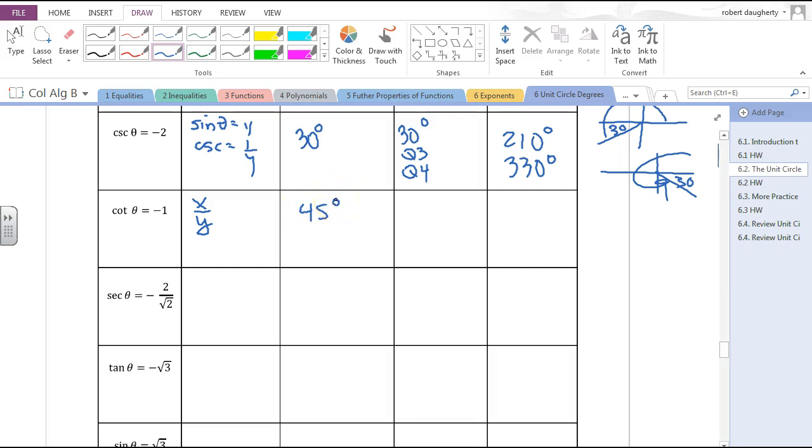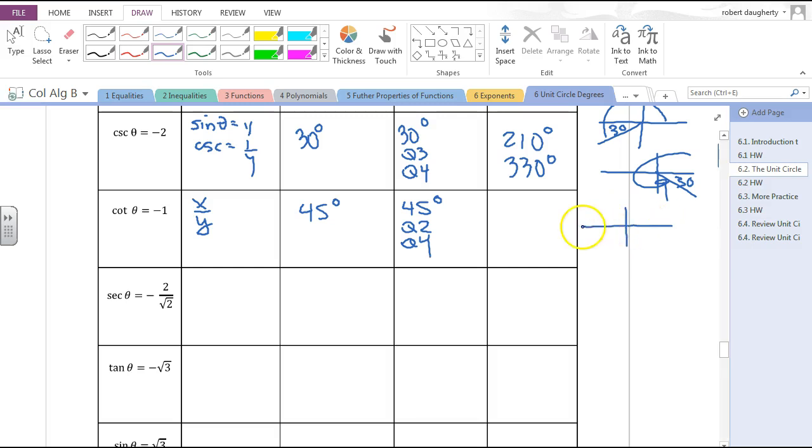Now it's got a negative in front of it. Tangent and cotangent, where are those things negative? 2 and 4. So the answer to this problem is a 45-degree angle in quadrant 2 and quadrant 4. Okay, so how do we figure those out?